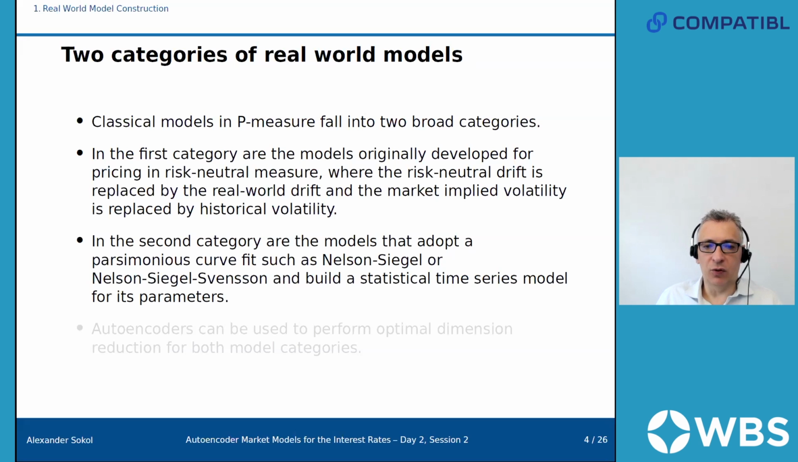The second category of models are the models that adopt a parsimonious curve fit, such as Nelson-Siegel or Nelson-Siegel-Svensson, and build a statistical time series for its parameters.